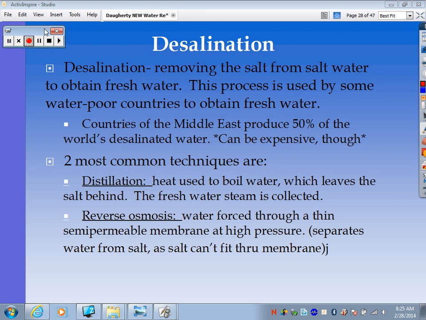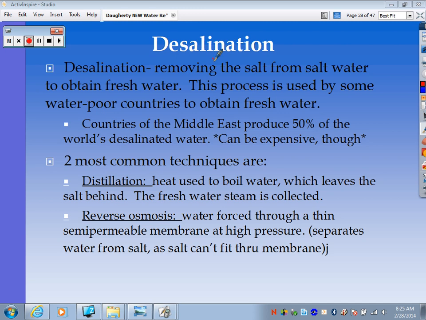Okay, so this is going to be part 2 of the water resources notes. This is right where we left off. We're going to talk about unconventional ways to get fresh water. And so one of them here is called desalination.